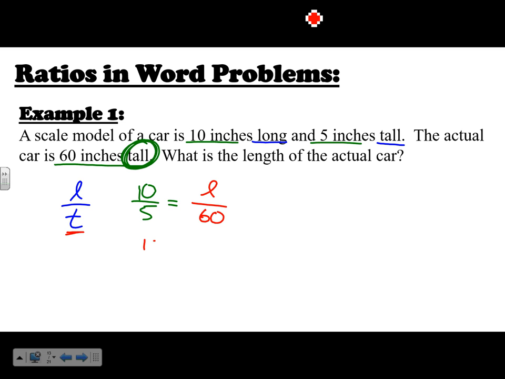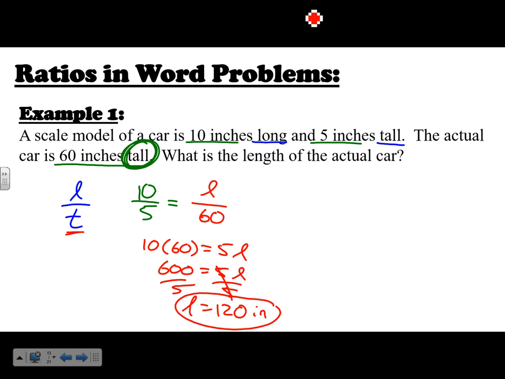10 times 60 is equal to 5 times L or X, doesn't make any difference. 10 times 60 is 600, is equal to 5 times L. Divide both sides by 5. 600 divided by 5 is 120. So the length is 120 inches.